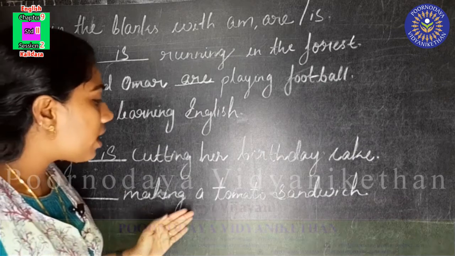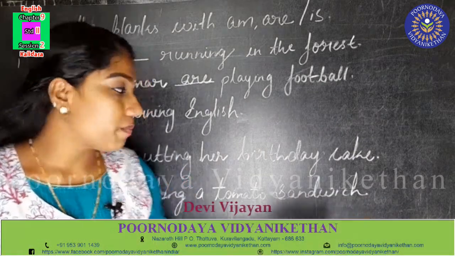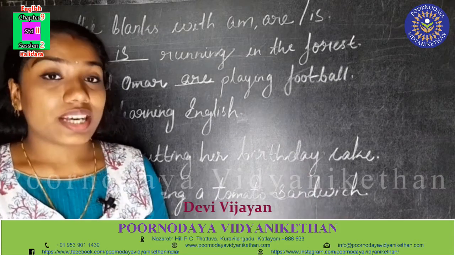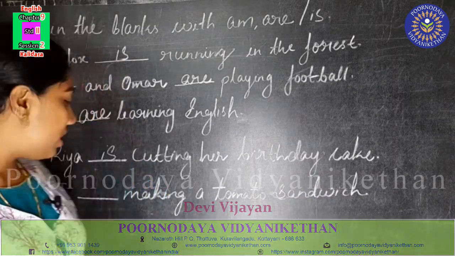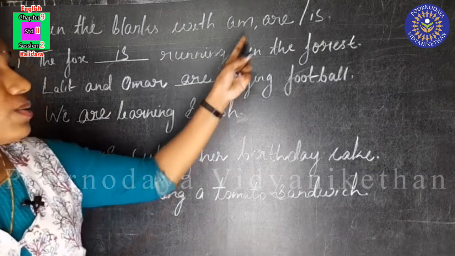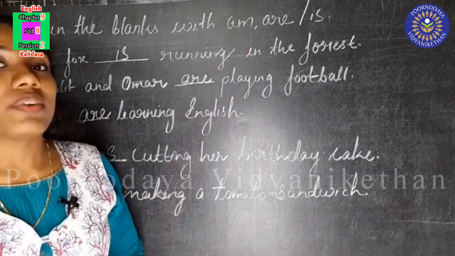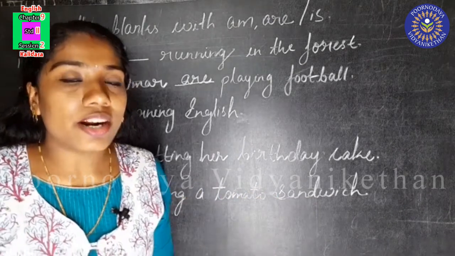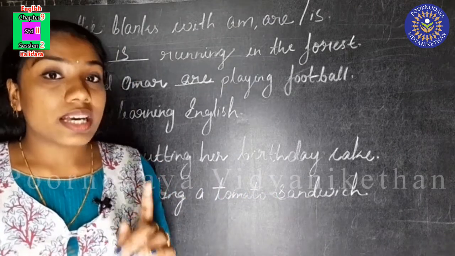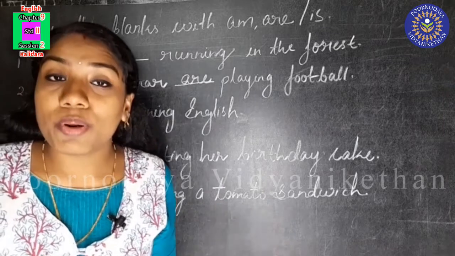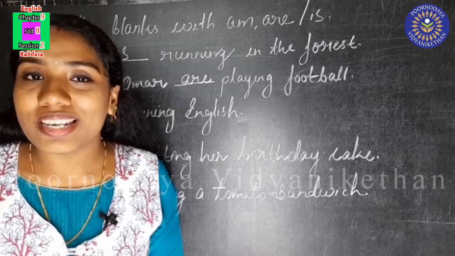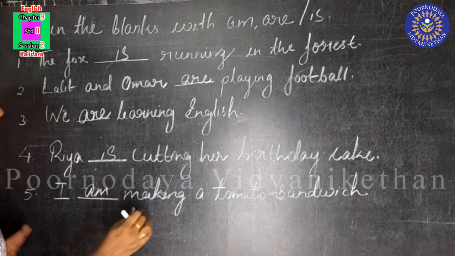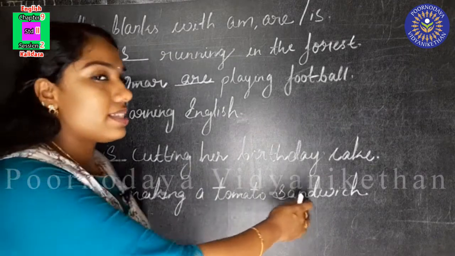I dash making a tomato sandwich. Yes, we learned with I we'll use am. With all the singular forms we'll use is, and with all the plural forms we'll use are. I am making a tomato sandwich.